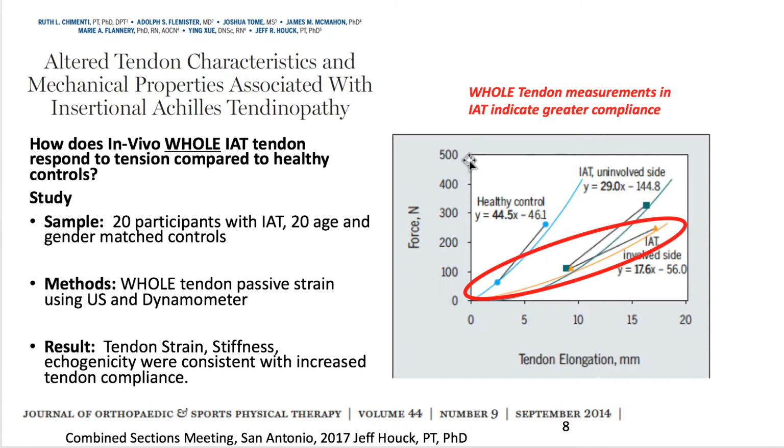And so here's a force-length curve for a typical participant, and we note here is a control participant, and we have a nice stiff response to the external load. With the IAT participant, it's much more compliant or less stiff. So we know there's much more deformation to the same load as compared to controls.